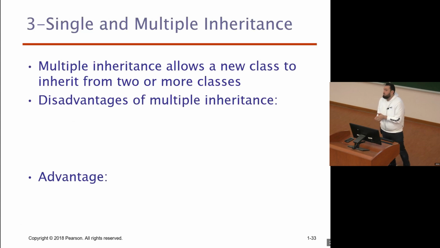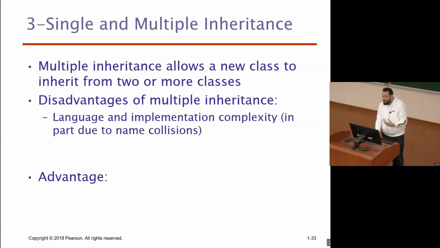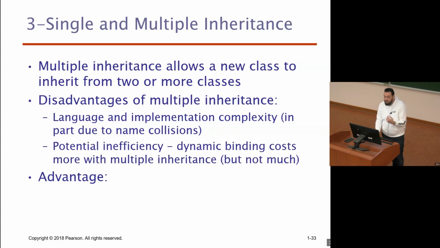Now, the third design issue would be what? Single and multiple inheritance. We said multiple inheritance is just like inheriting from more than one class. Now, what is the disadvantage of multiple inheritance? We covered it a bit. Language and implementation complexity, we said, correct? And then we said there is a potential efficiency cost because dynamic binding costs more with multiple inheritance. Because even if you're just doing one dynamic binding for one class, this by itself is costly. So imagine if you're doing it with 3 or 4 classes.